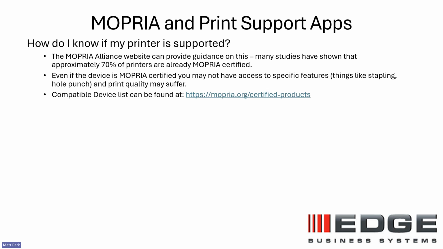So that URL is right there. It's mopria.org. You can go straight there, or you can go to the /certified products page if you want to. What they say is about 70% of all printers and copiers are already Mopria certified.